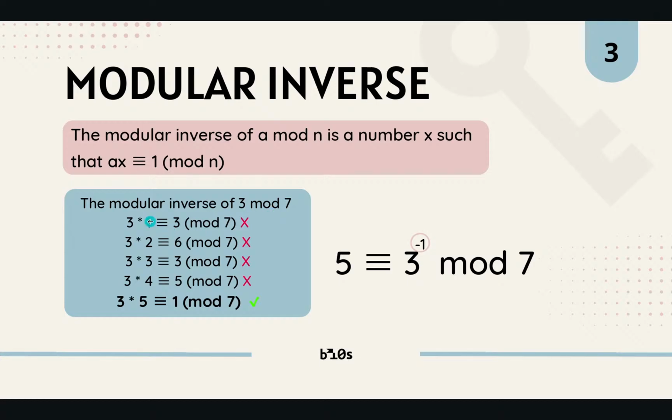So let's try 1, let's try 2. 3 into 1 is 3, mod 7 is just 3. 3 into 2 in mod 7 is 6, 3 into 3 mod 7 is 2, 3 into 4 is 5, and 3 into 5 is 15, mod 7 is 1. So what we just found out is that the inverse of 3 modulo 7 is 5, because the product of these two numbers is 1 modulo 7. So that's essentially division, right, under modular arithmetic.